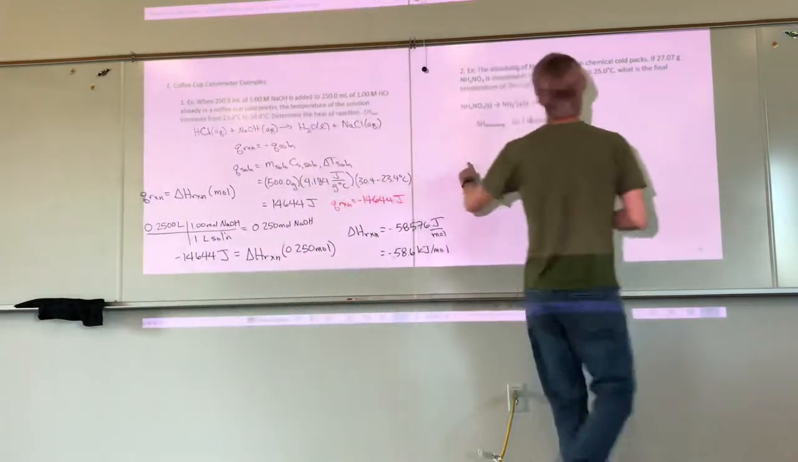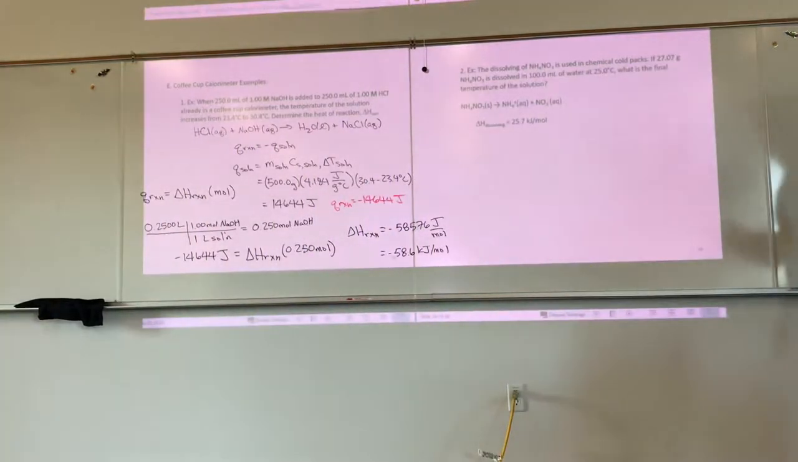Let's do another one involving a reaction. This one, the dissolving of ammonium nitrate, is used in chemical cold baths. We'll be doing lab today, and we'll actually be designing a chemical hot pack. So this is related. If a certain number of grams of ammonium nitrate is dissolved in 100 milliliters of water at 25 degrees Celsius, what is the final temperature of the solution?